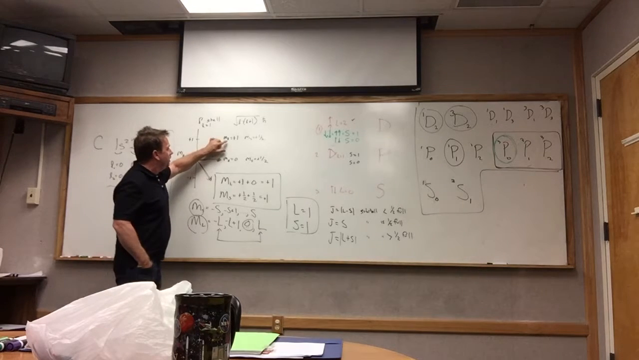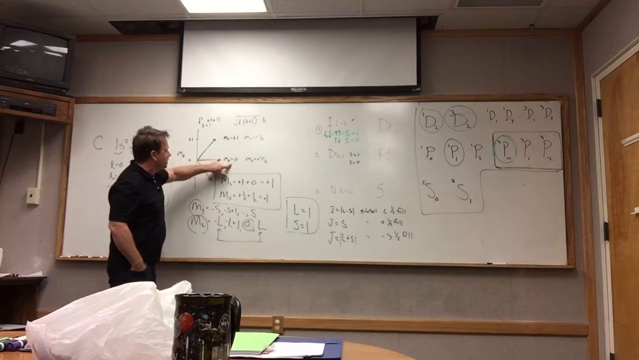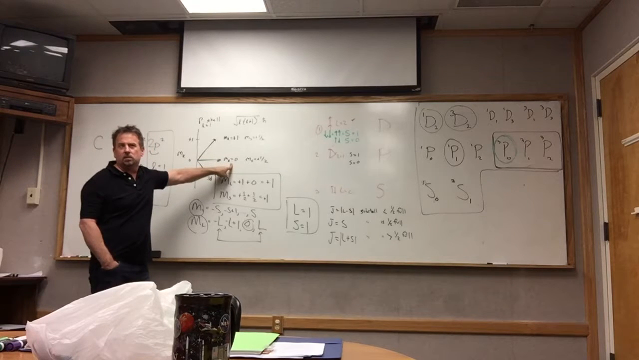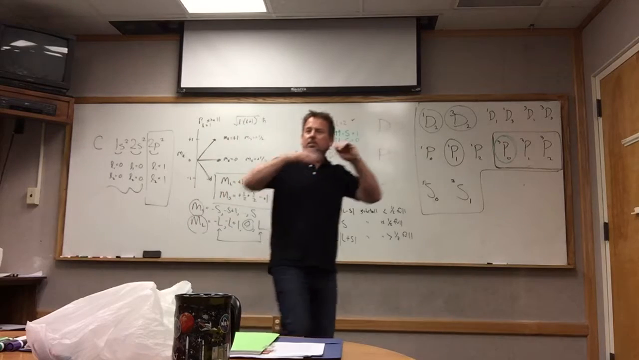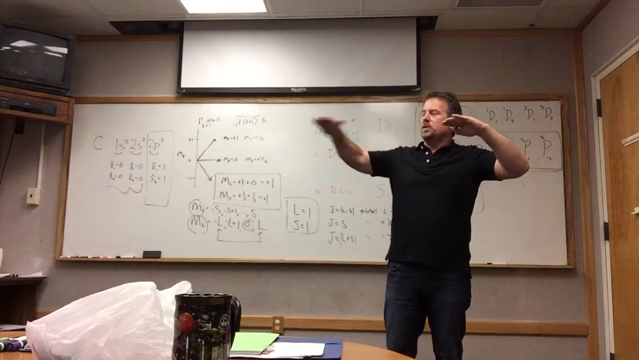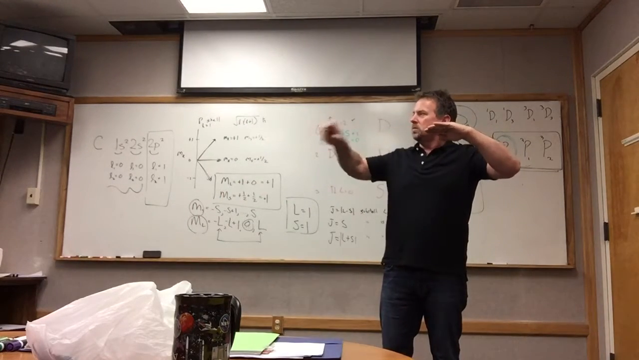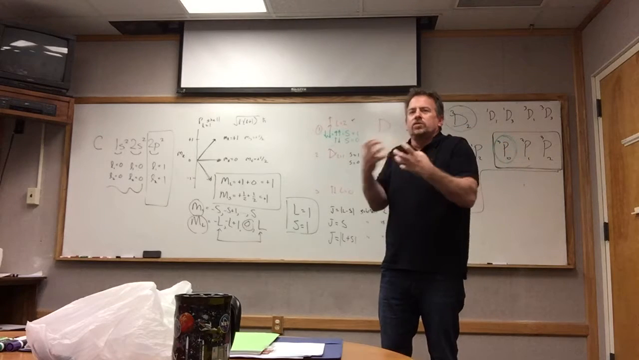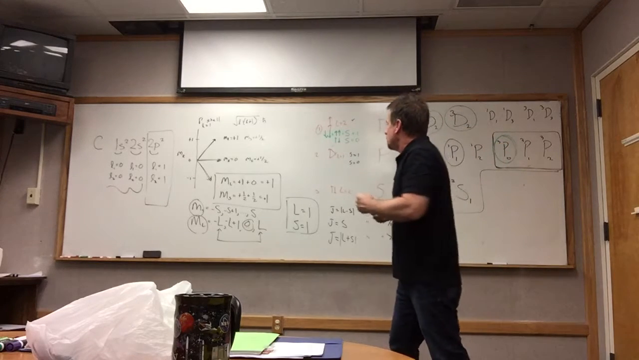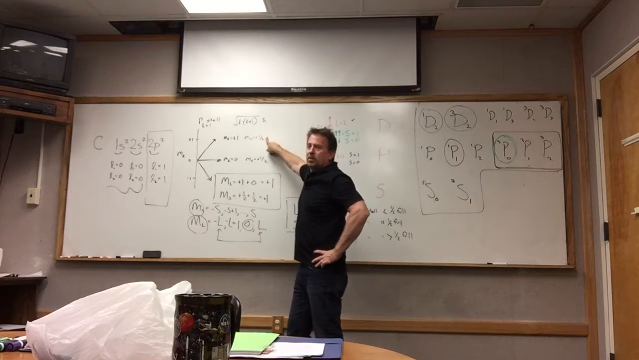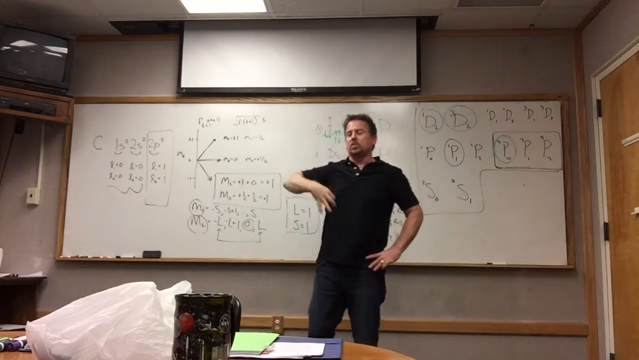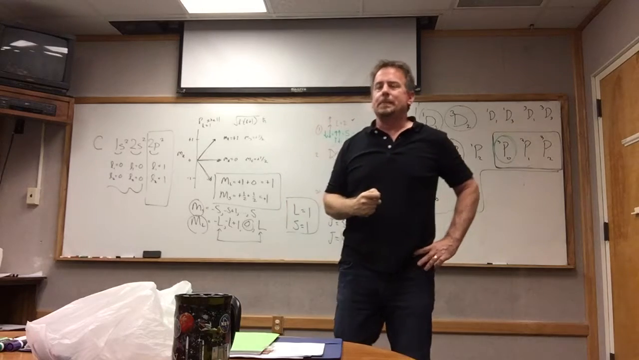I believe that this is the more bound electron. Let me think about it for a second. ML equals 0 means you probably spend more time near the nucleus. You're more tightly bound because you're feeling the strength of that nucleus closer up. So I think this is probably the least bound electron, the ground state electron. Now, I might be wrong, but that's where my reasoning takes me. Okay.